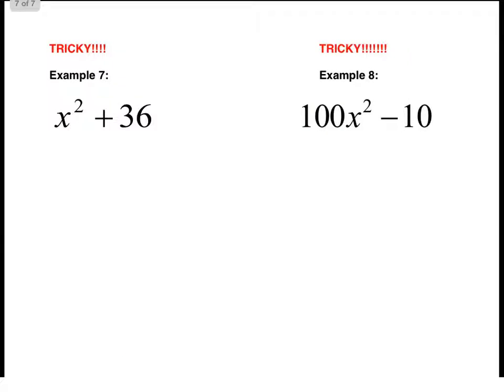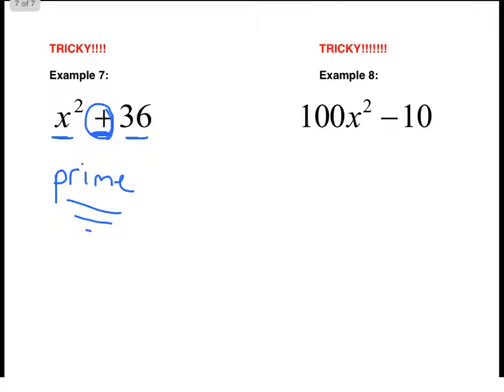All right, example 7, you have x squared plus 36. This is an example of a prime polynomial that you cannot factor because it has no middle term, but it has a plus sign. So yes, this is a perfect square, that's a perfect square, but you don't have a minus sign. So this would be what we call prime. There are no 2 factors that can multiply to get that binomial.